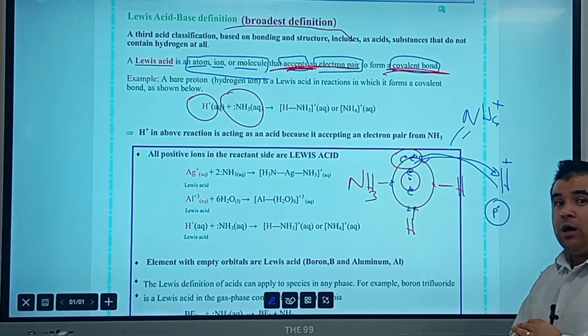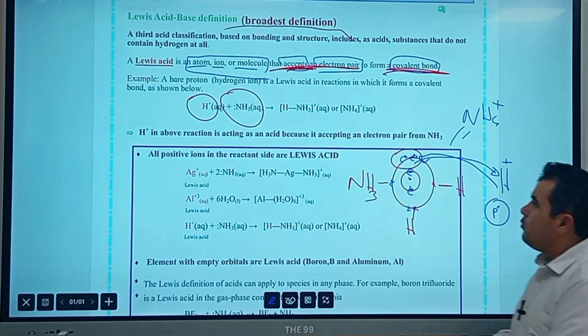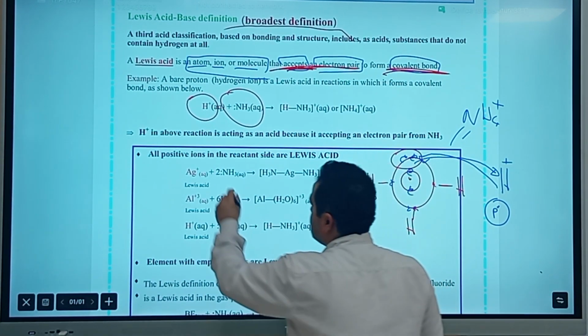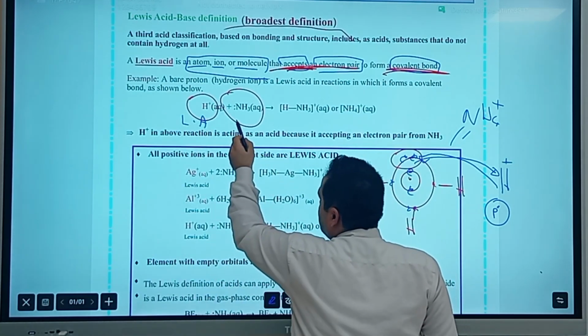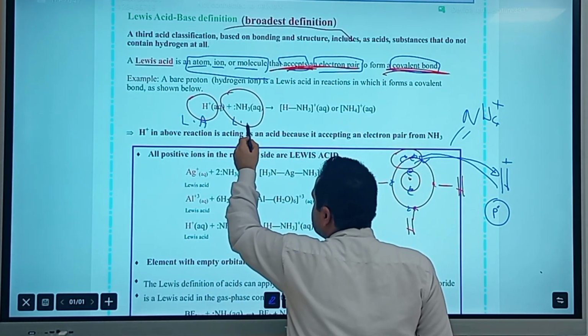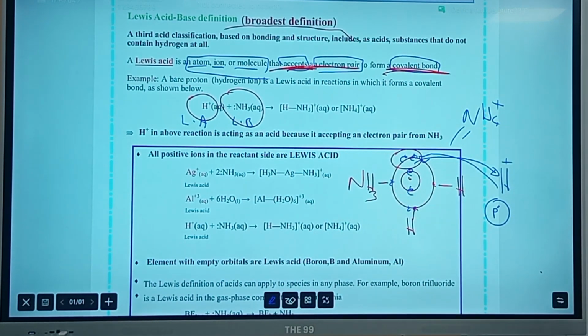Anything according to the Lewis definition which accepts a pair of electrons to form a covalent bond is a Lewis acid. So here H positive is a Lewis acid, and ammonia, as we'll discuss later, is a Lewis base which donates a pair of electrons.